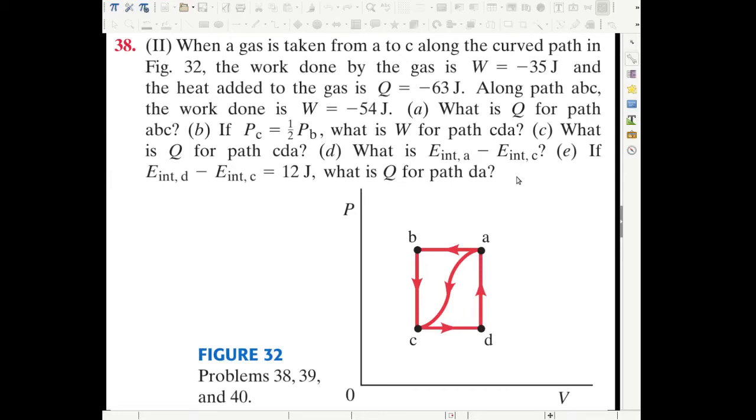Okay, so let's take a look at problem 38 from chapter 19. In this problem we are given a PV diagram, and a number of processes are depicted on the diagram, and they're asking questions about these processes.